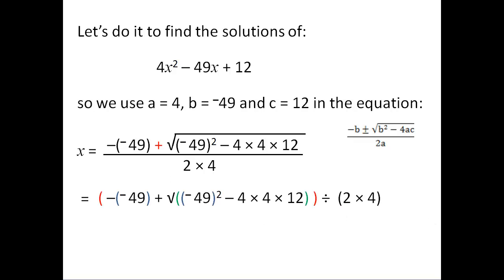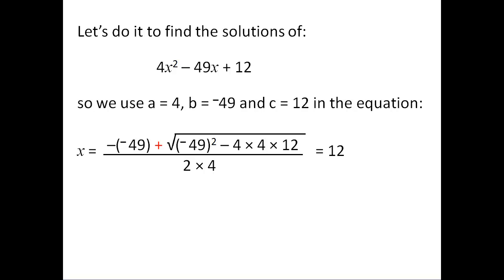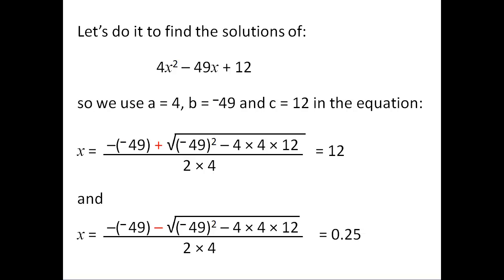We could type that all into our calculator in one go if we wanted, and the solution would be 12. And we'll do it again, this time with the minus solution, and our solution is a quarter. Just have to be careful that B is minus 49, and so at the start it's minus 49.